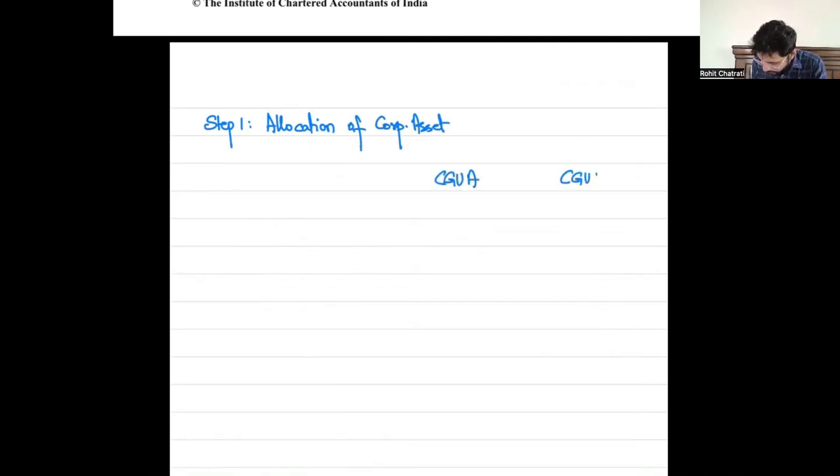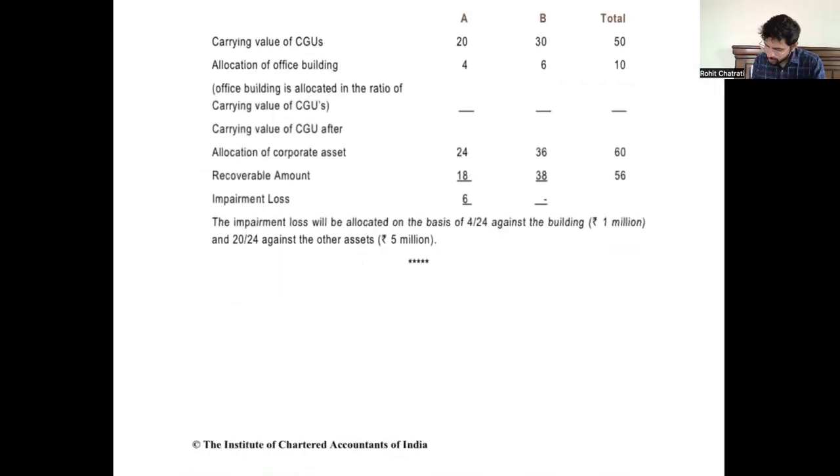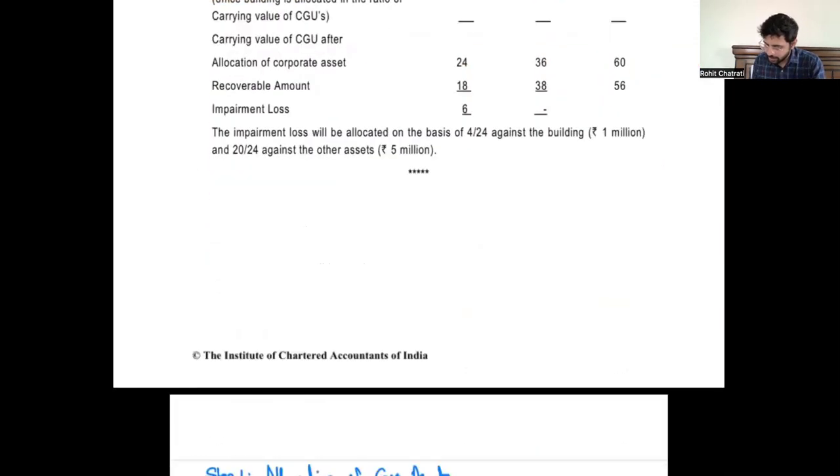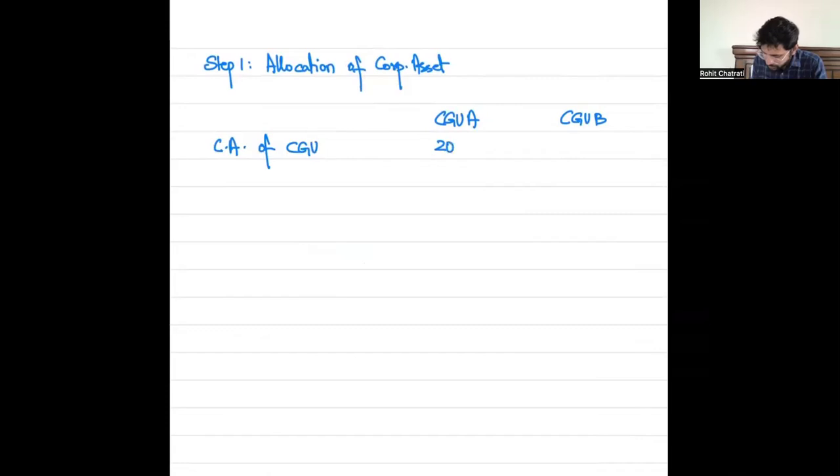All right, let's start with step 1, which is allocation of the corporate asset. So you have CGU A and you have CGU B. If I take the carrying amounts, it's 20 million and 30 million.